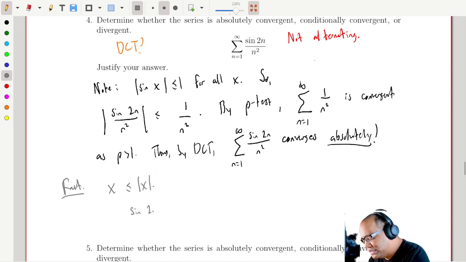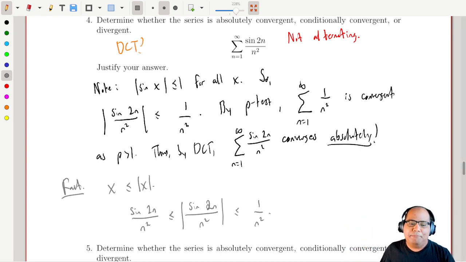We have our original summand, sine of 2n over n squared. That's going to be less than or equal to its absolute value. And by the above, we know that this is less than or equal to 1 over n squared. And then by the direct comparison test, I almost said dominated convergence theorem. That's another DCT that's in math there. By the direct comparison test, because 1 over n squared is a summable sequence, so too are the smaller ones.